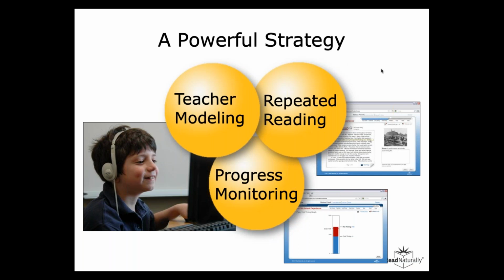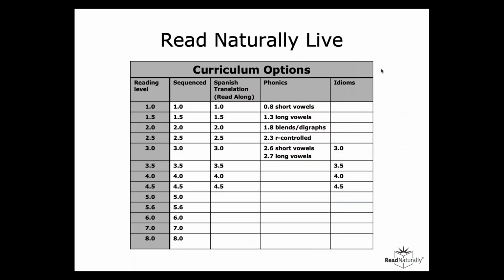So the curriculum series that are available to you within Read Naturally Live include the sequence series, the phonics series, and the idiom series. And as I mentioned earlier, you have 23 levels to work in. The sequence series is our most commonly used series. It starts with a level 1.0 and moves up through 8.0. You can see that the levels increase in half-grade reading level increments, and each level consists of 24 passages.